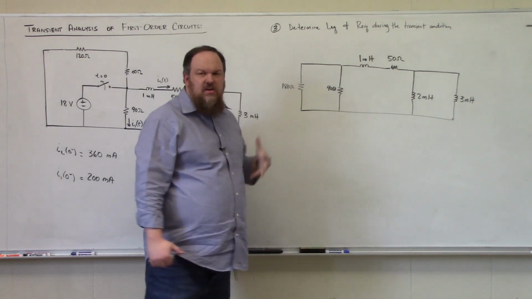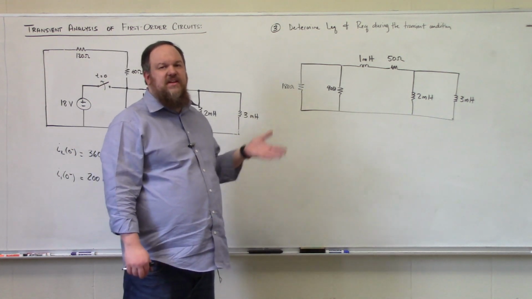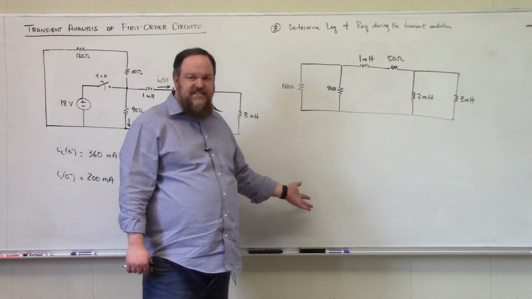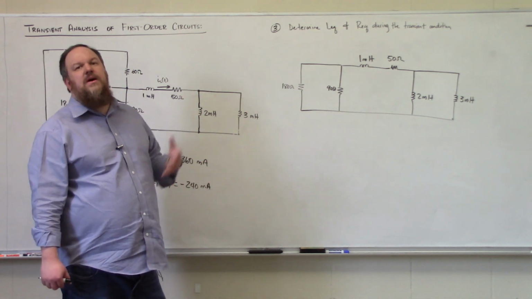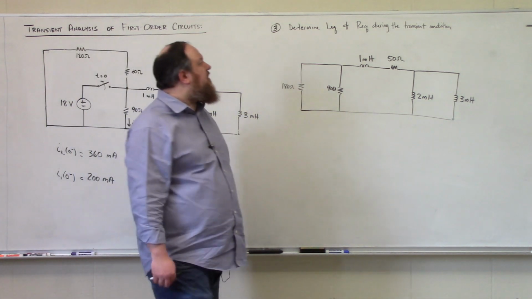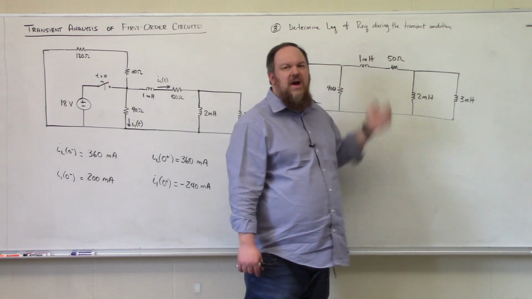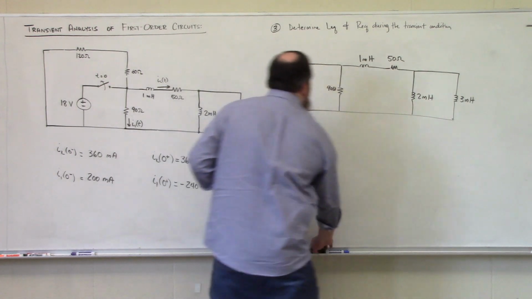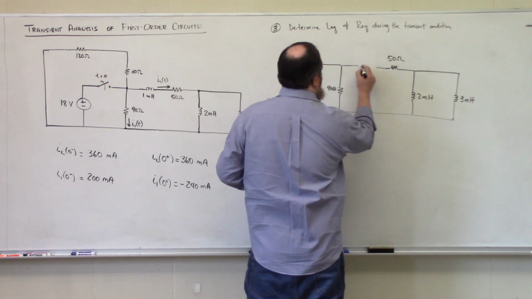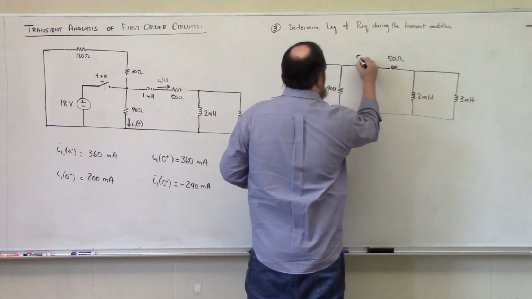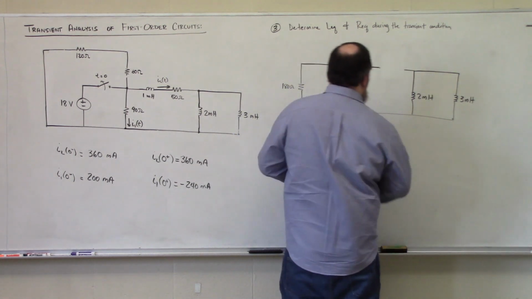I want to be very clear again about what we are trying to find. We are trying to find the equivalent inductance from the perspective of the resistance during the transient condition, and the equivalent resistance from the perspective of the inductance during the transient condition. So I'm going to swap these two elements because they are in series. I'm going to move my 50 ohm resistor to the left, and my 1 millihenry inductor over to the right.